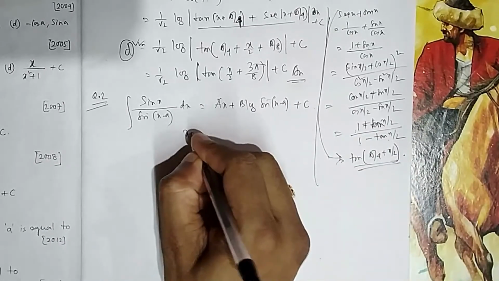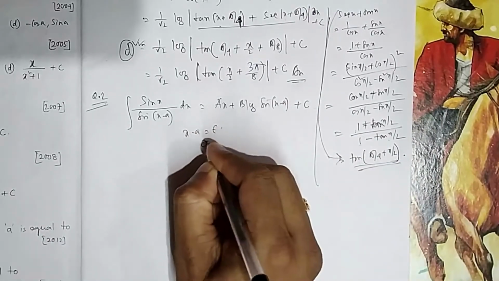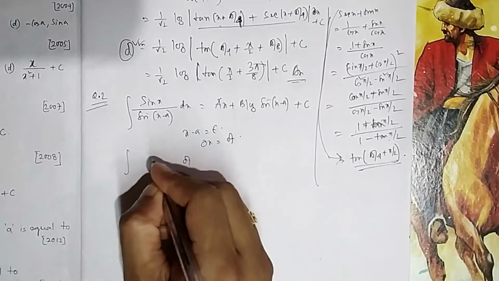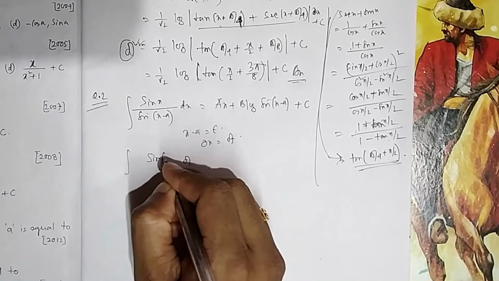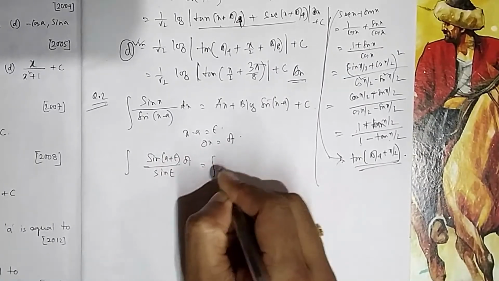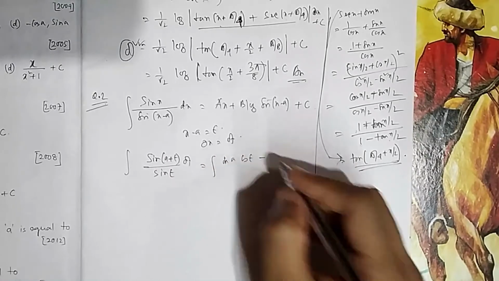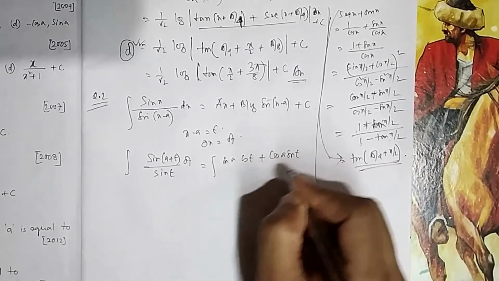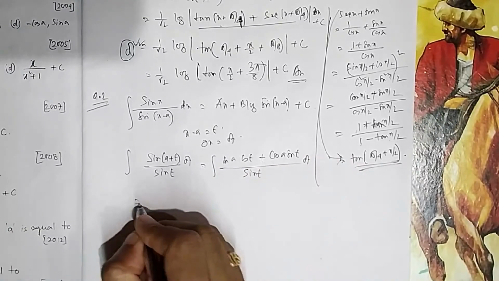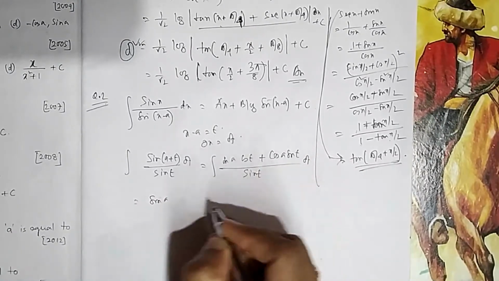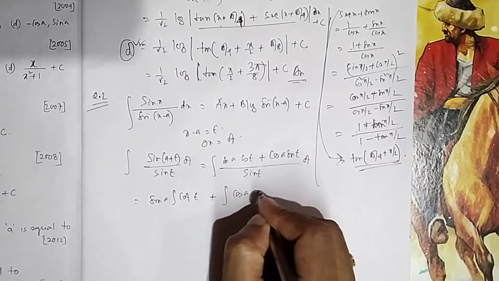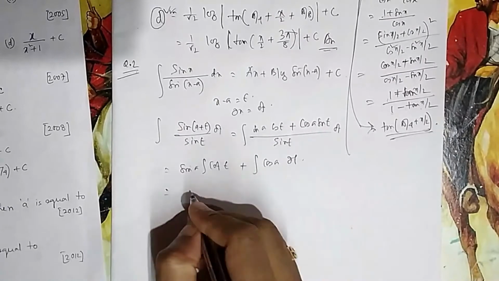So what we will do, we will take x minus a is equal to t. So dx equal to dt. So it will be dt, and instead of x, we will write a plus t, divided by sin t. So it will be sin a cos t plus cos a sin t divided by sin t dt. So it will be sin a, cos by sin is cot, and sin t by sin t is integration of cos a dt.